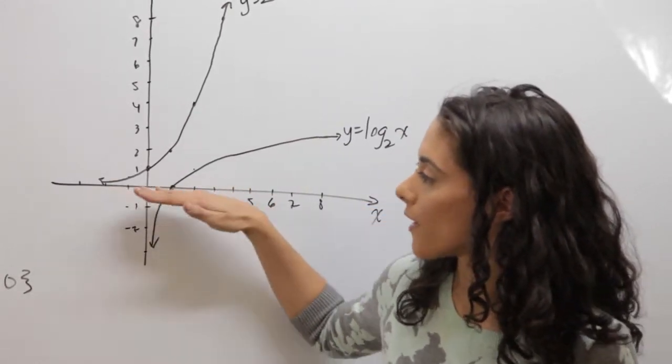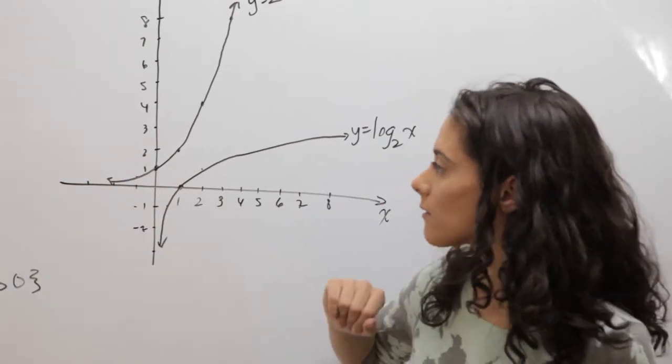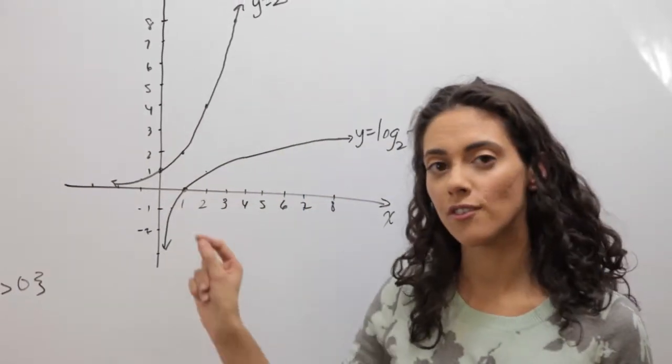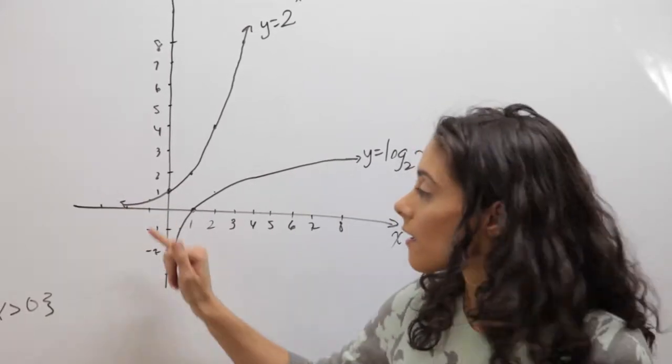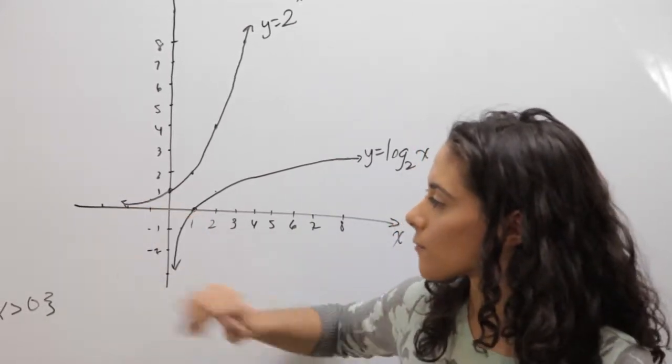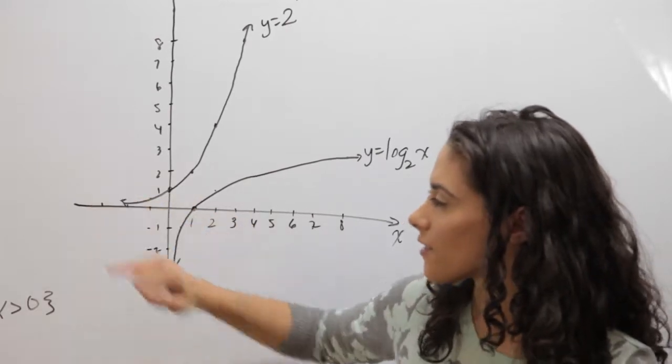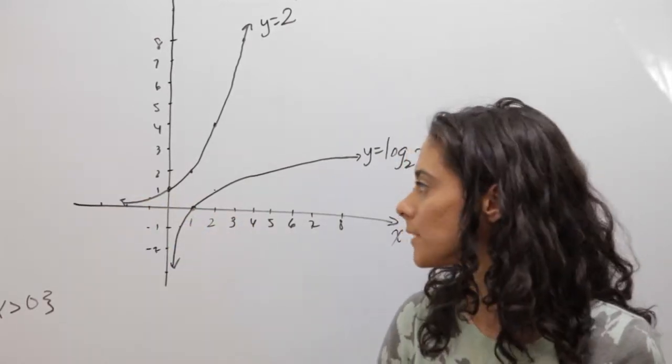It also ends up with a horizontal asymptote as we move this way. As I raise 2 to larger negative numbers, the result is actually smaller and smaller numbers. Therefore, we get a horizontal asymptote. The graph is tending towards 0, but never actually reaches it.